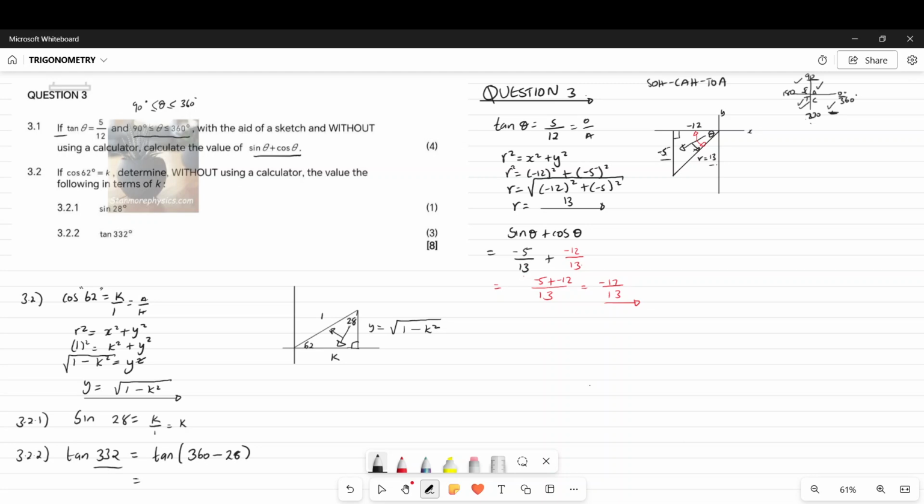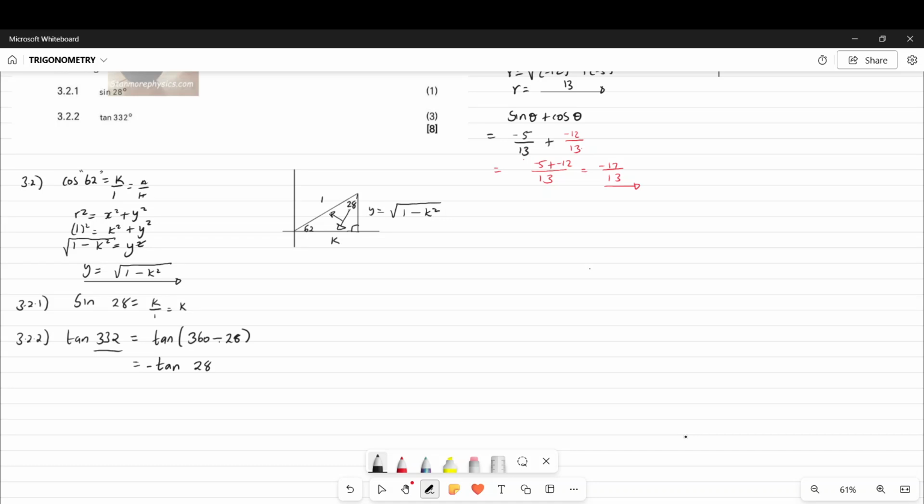So now tan, now we can reduce that. So now tan is going to be negative tan 28, because tan on the fourth quadrant is negative, right? So I hope we're paying attention, right? So now this over here will become negative. So tan 28, we know tan 28, it's opposite over adjacent. So that's going to be negative k all over square root 1 minus k squared. And that is how we should have got this answer, right?